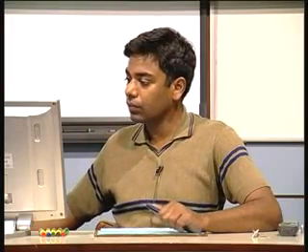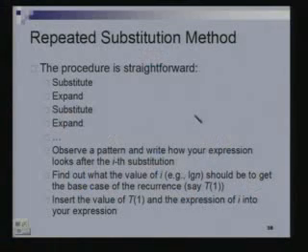Great. So this is what we do in a repeated substitution method. Substitute, expand, keep doing that, observe a pattern. Do it a sufficient number of times so you observe a pattern on how you would get an expression after the ith substitution, and find out a value of i which gives you basically the initial condition, so to say. So this is what the method is.